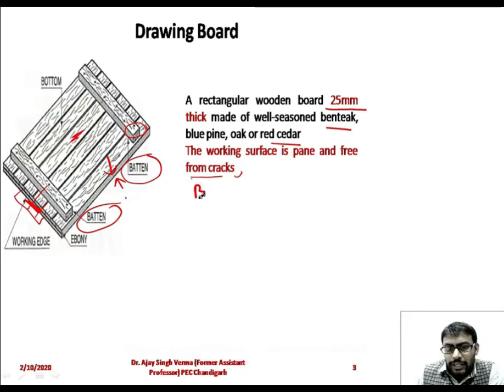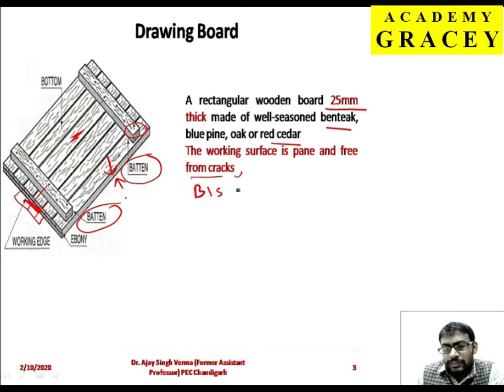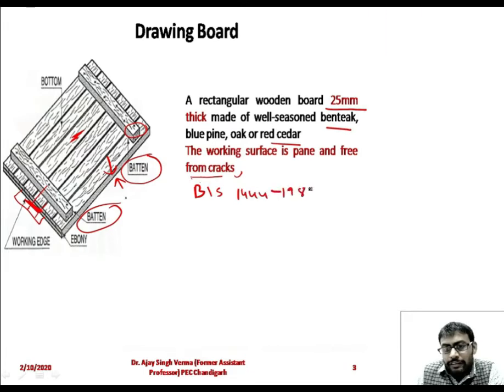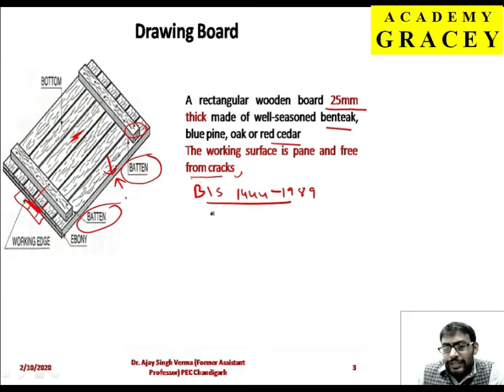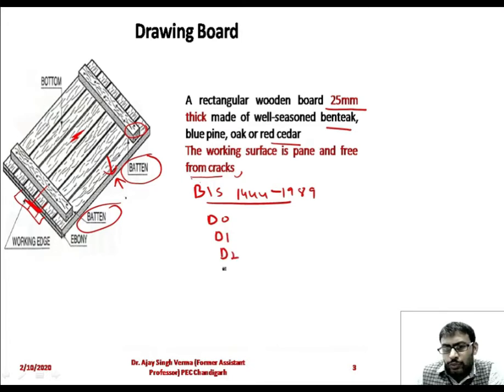As per the BIS standard 14IS 1441989, the drawing boards are designated as D0, D1, D2 and D3. The D0 board size uses sheet A0, similarly D1 uses A1, D2 uses A2, and D3 uses A3.